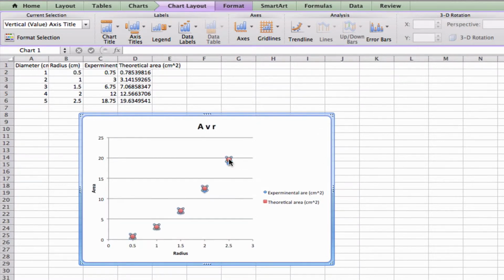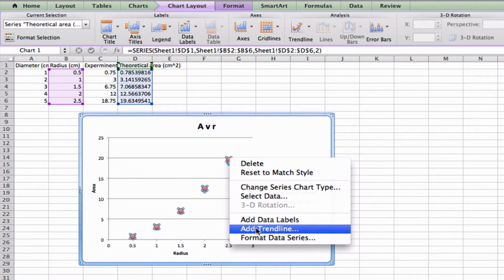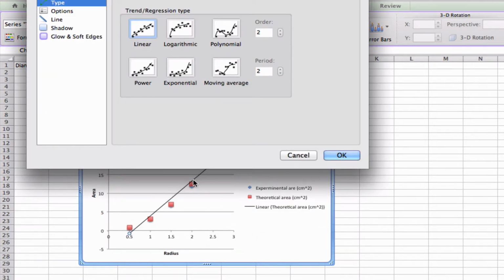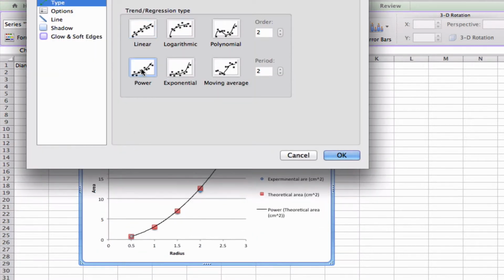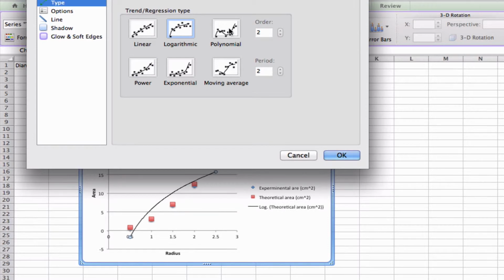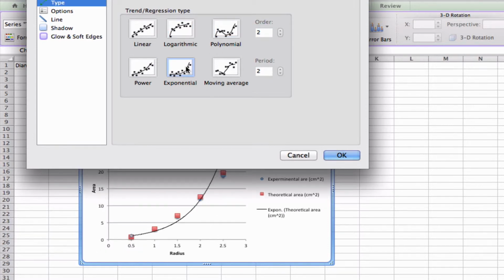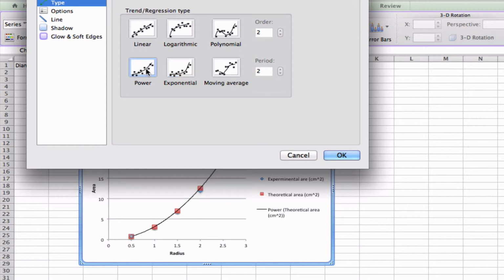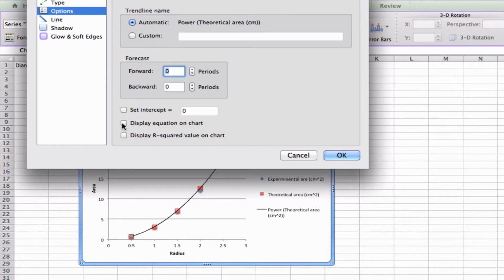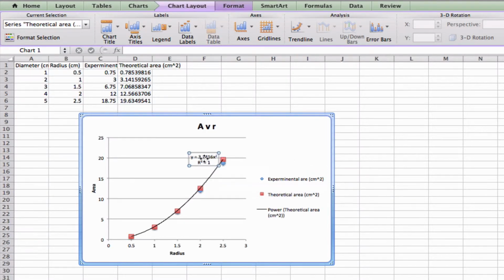Now let me add a trend line. I'm going to right click on this point, add a trend line, and then automatically you can see it put in a line for me. I know this isn't a line, I know this is a power. If I didn't know it was a power, what I could do is try different things and click around and see what fits best. But this is a relationship, it's proportional to the square, right? Area is proportional to the square. When I square something, that's raising it to a power, so it's power. Display the equation, display the r-square value, and this is what we get, and this is not surprising, hopefully.